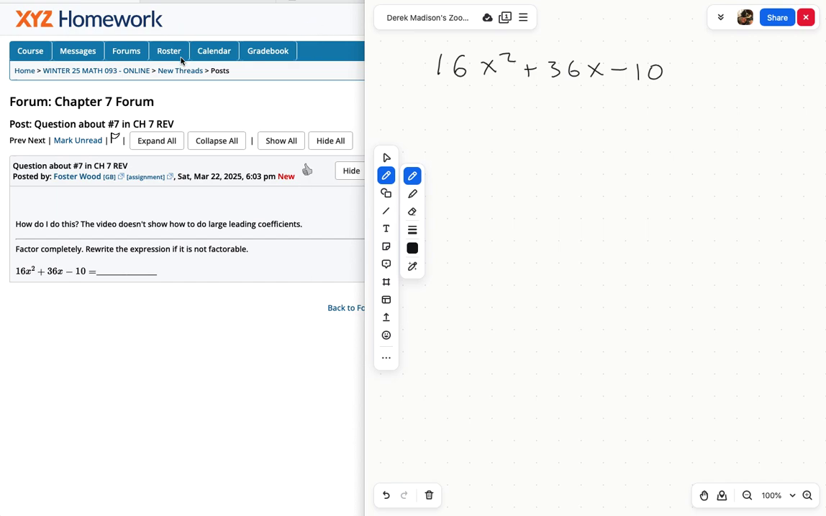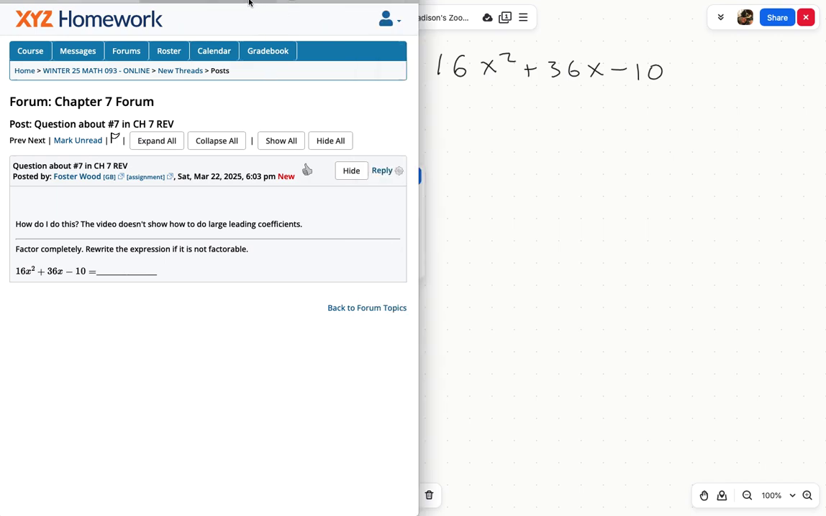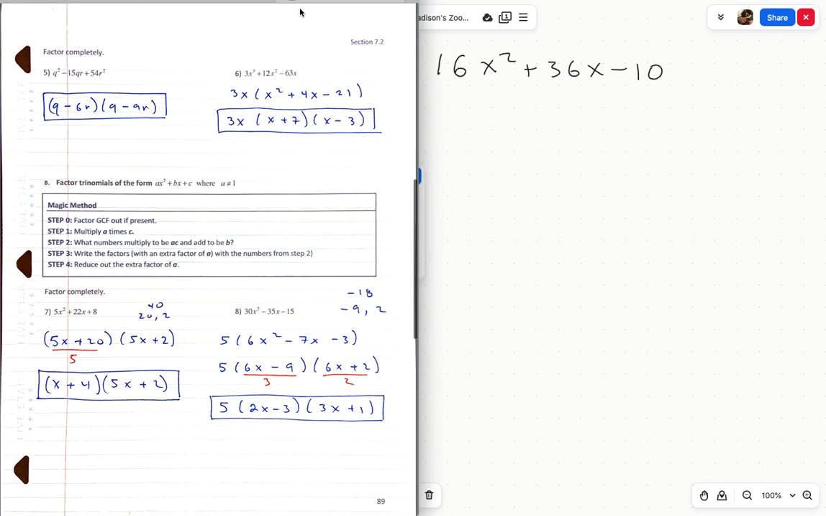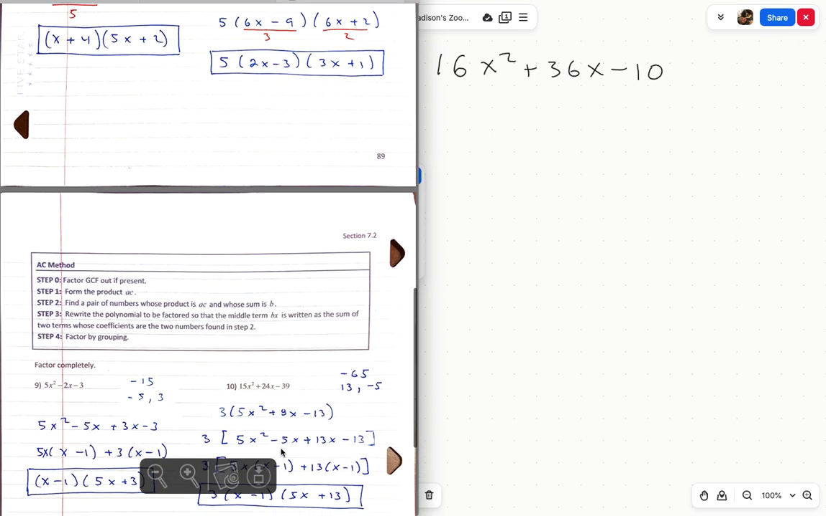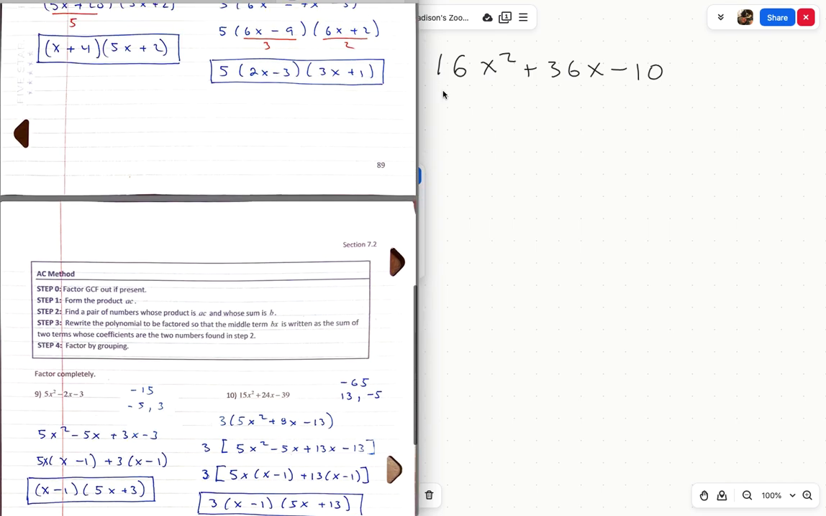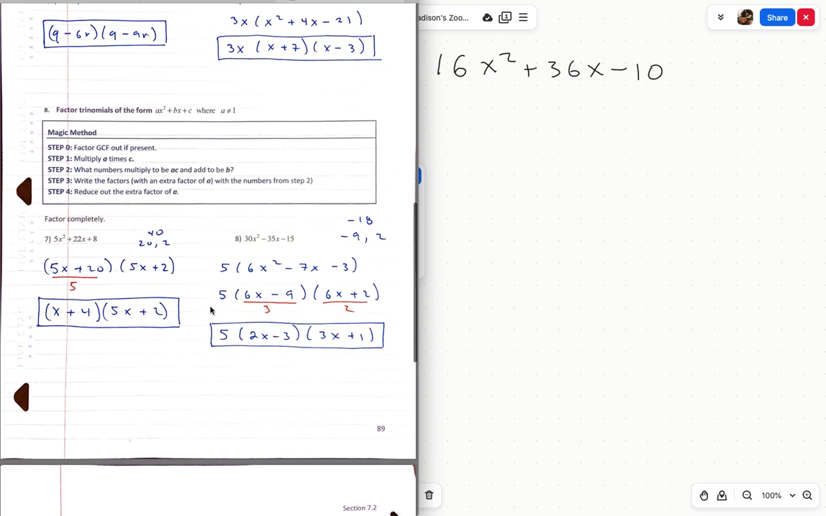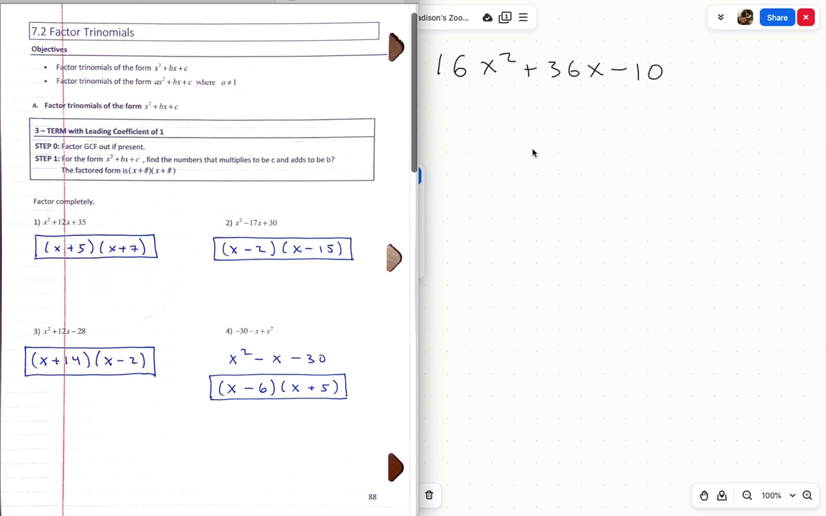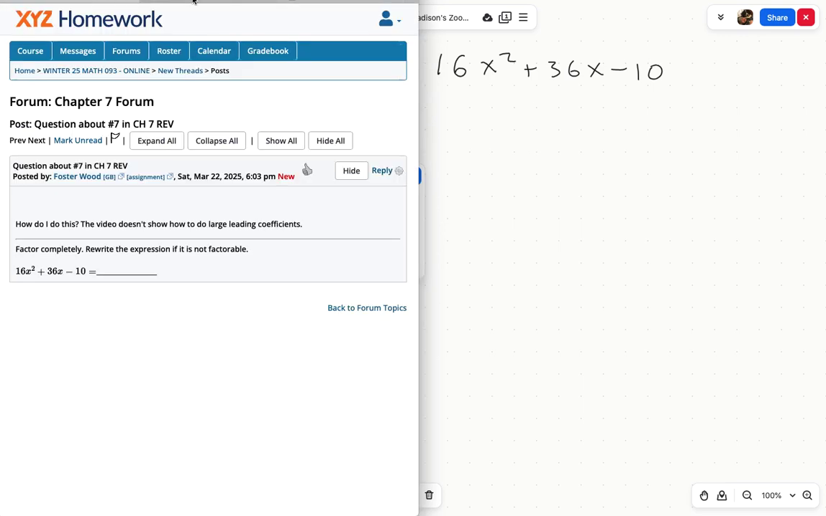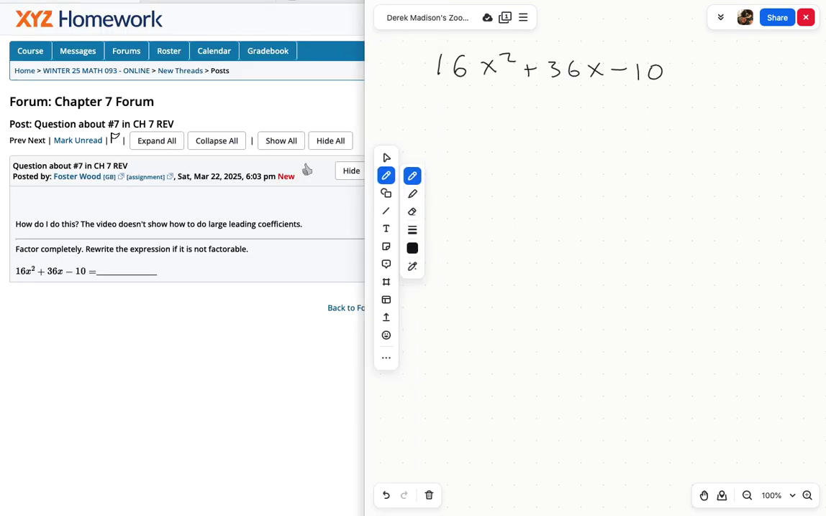Hey there. The video that's hooked to this problem might not show it, but if you go to 7.2 and pull up the notes, I actually have one, two, three, four examples on how to do the ones with coefficients. So again, that's 7.2. It's the last four problems, or what you want to look at if you want some more examples beyond what I'm about to do here.